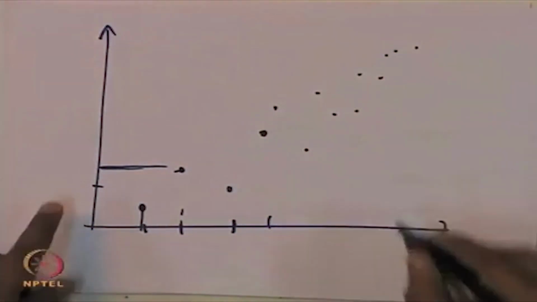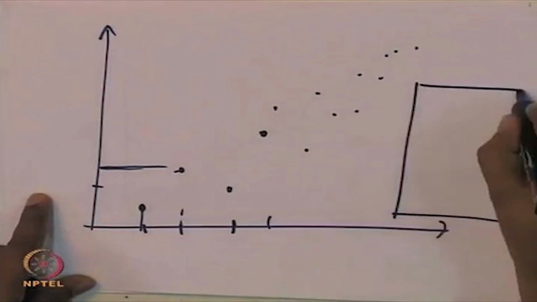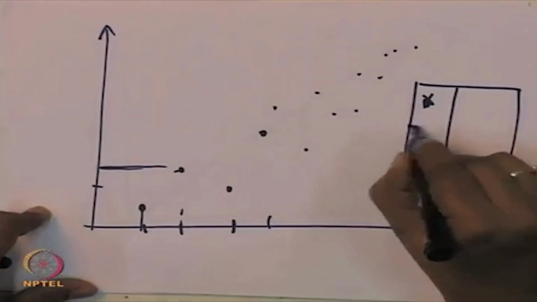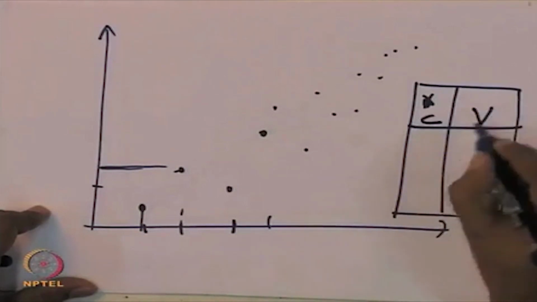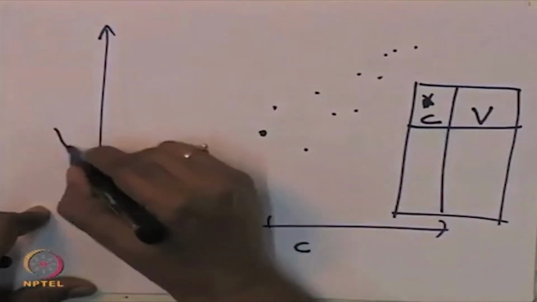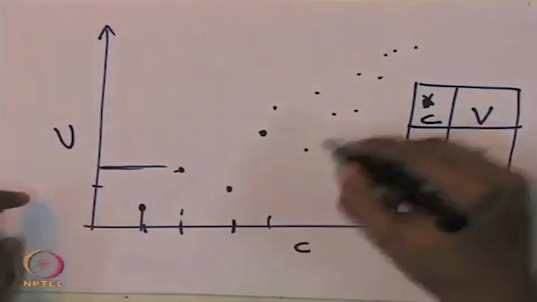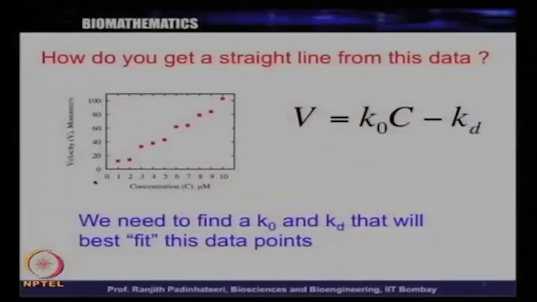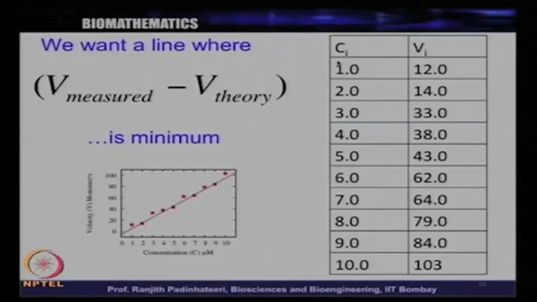So, essentially what you have is a table: x, which is the C, the concentration here, and the velocity. For every concentration there is a velocity value you get from experiments. So, essentially what you have is a table here. The table looks like this. This table you get from experiment, that is, there is a Ci and a Vi.